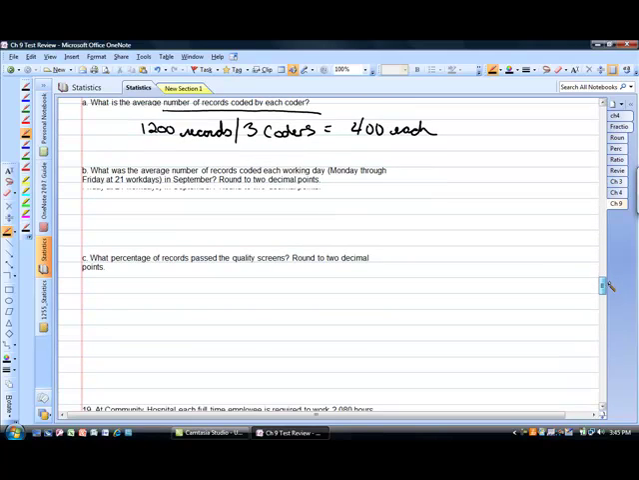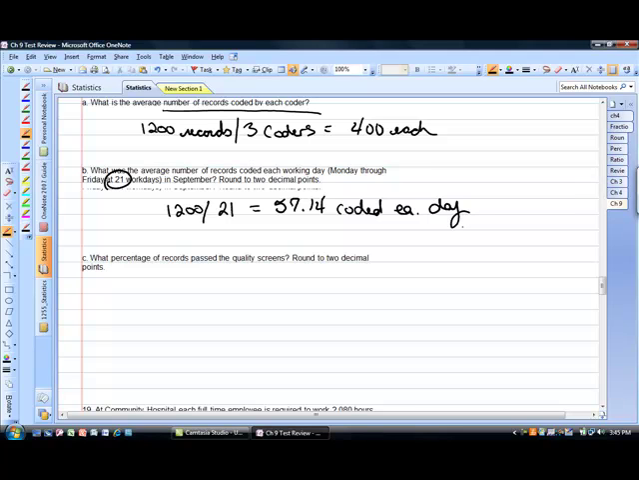Okay, what is the average number of records coded each working day? With 21 work days, we set this up basically the same, and that gives us 57.14 coded each day.